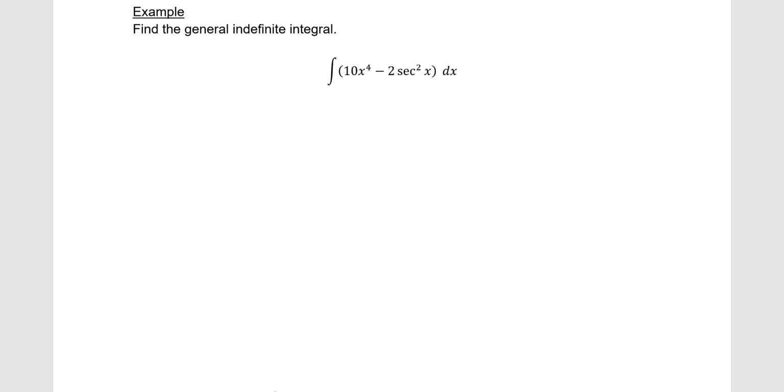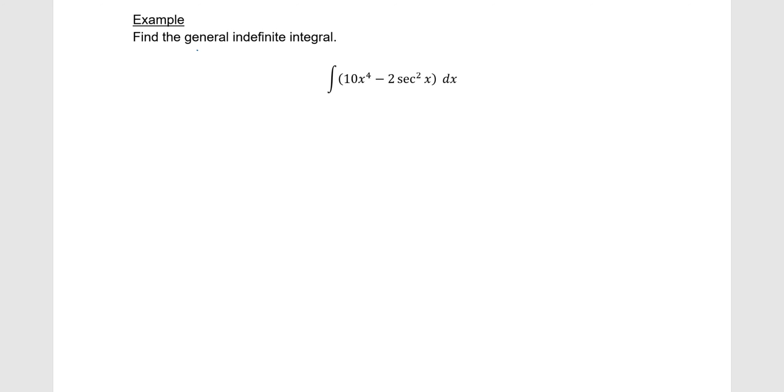Okay, so let's do a couple examples here. We want to find the general antiderivative. When you see the word general antiderivative or general indefinite integral, that means we're going to have a plus c at the end. So we're going to find the integral of 10x to the 4th minus 2 secant squared of x dx.